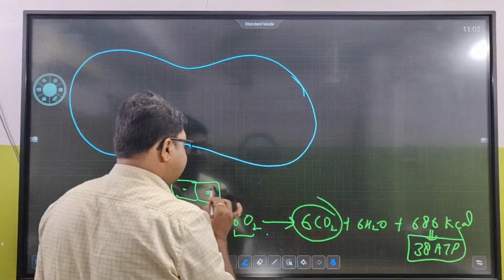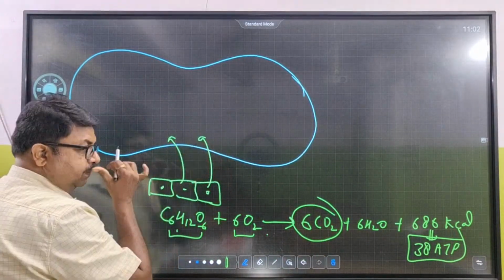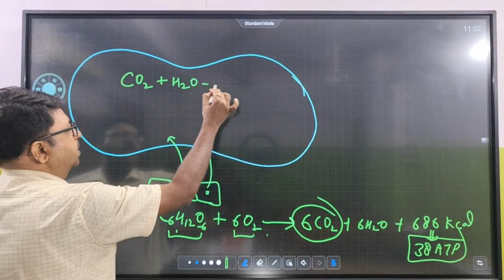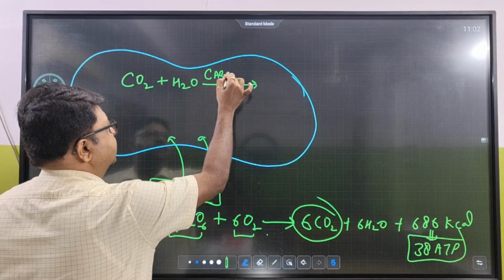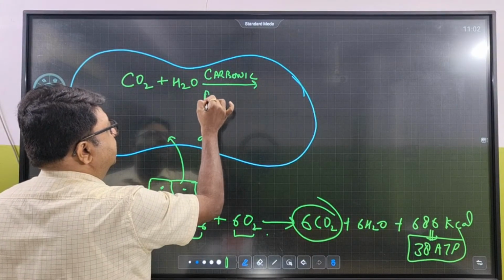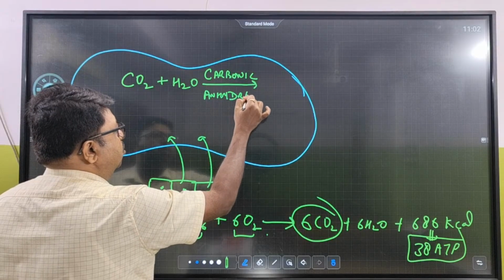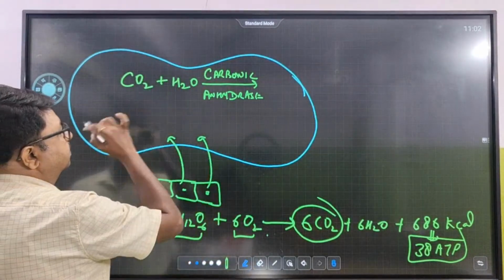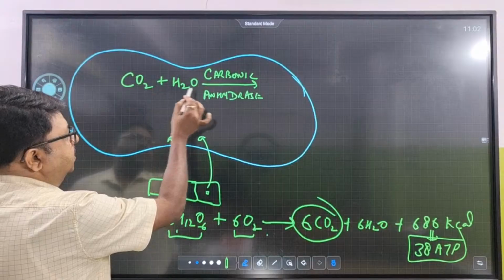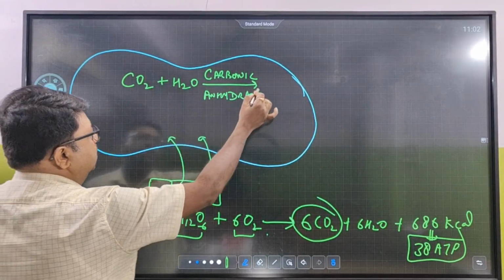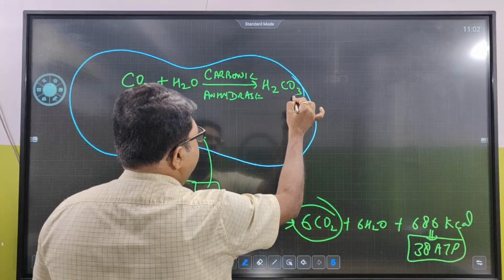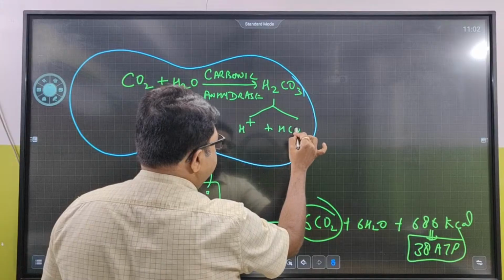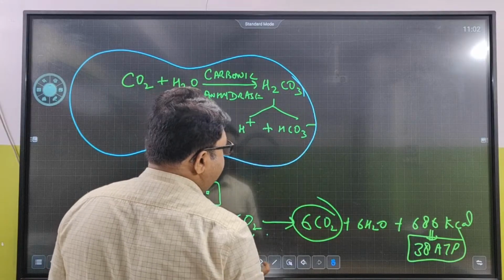Now, this carbon dioxide will be pushed inside the RBC. The moment the carbon dioxide comes inside RBC, it binds with water. Tell me the name of the enzyme. Carbonic anhydrase, which is the fastest enzyme. This carbonic anhydrase helps the carbon dioxide bind with water and makes H2CO3, carbonic acid. And this carbonic acid breaks down into H plus and HCO3 minus.